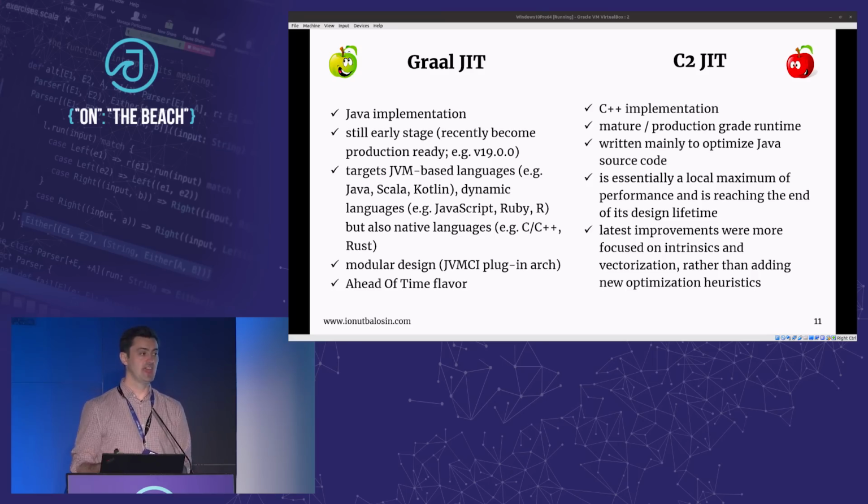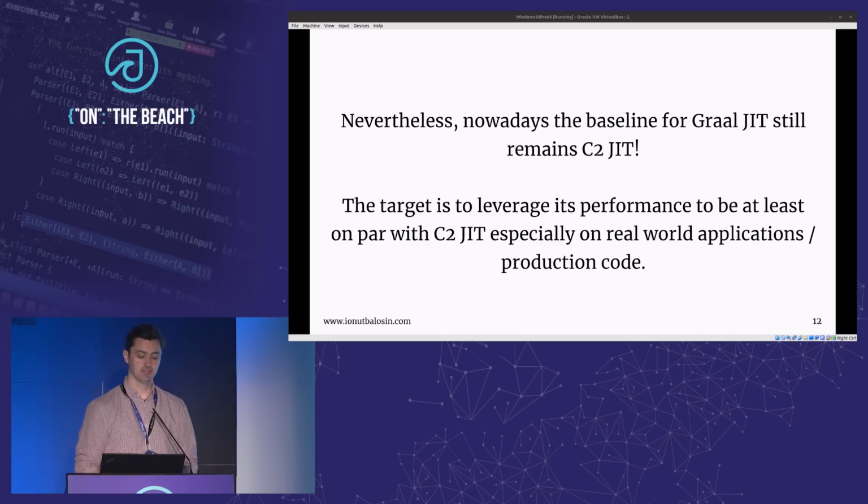And besides that, I think nowadays it reaches a local maximum of performance. And it's a bit less flexible. So for example, it's not well suited to add new optimization patterns. That's why, for example, during the last releases, the biggest improvements in C2 were more in regards to vectorization and intrinsics, but no completely new optimization heuristics. Nevertheless, today the baseline for Graal is still C2 because it needs to be better than C2.